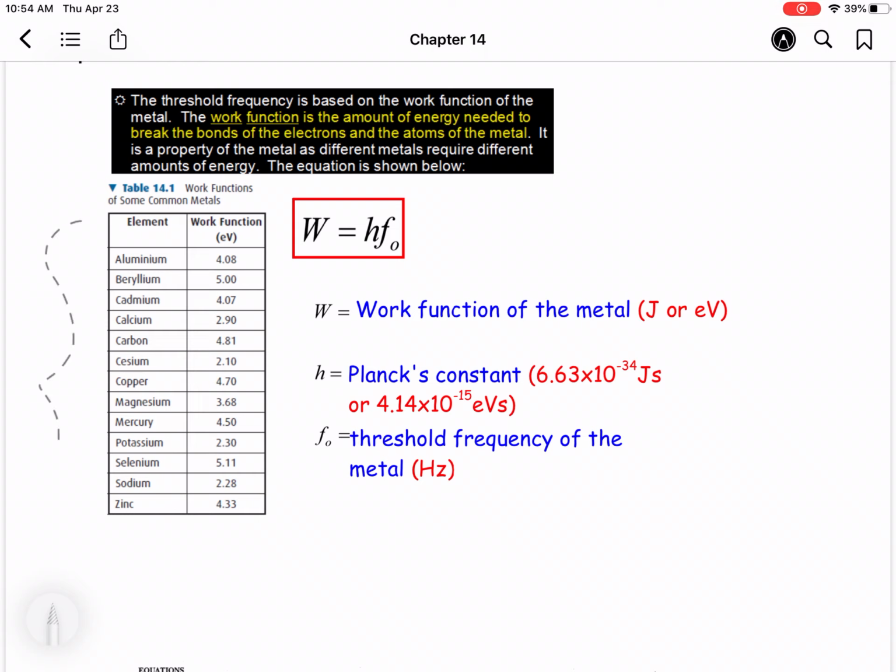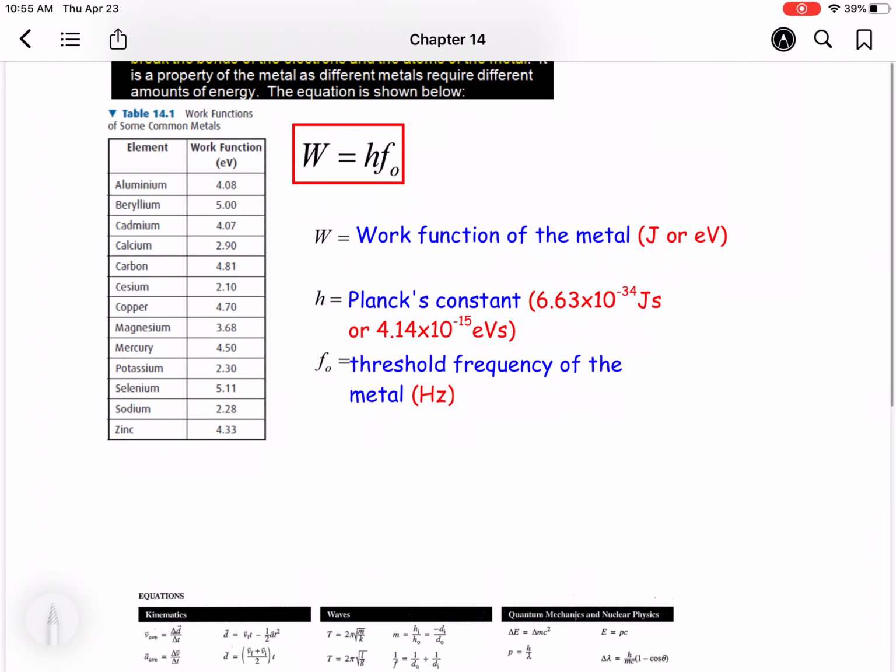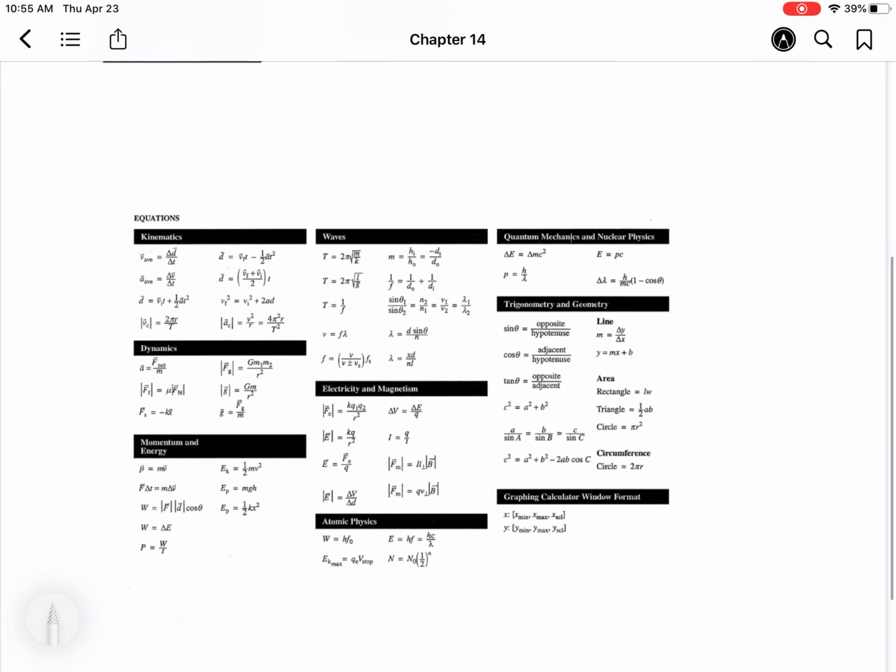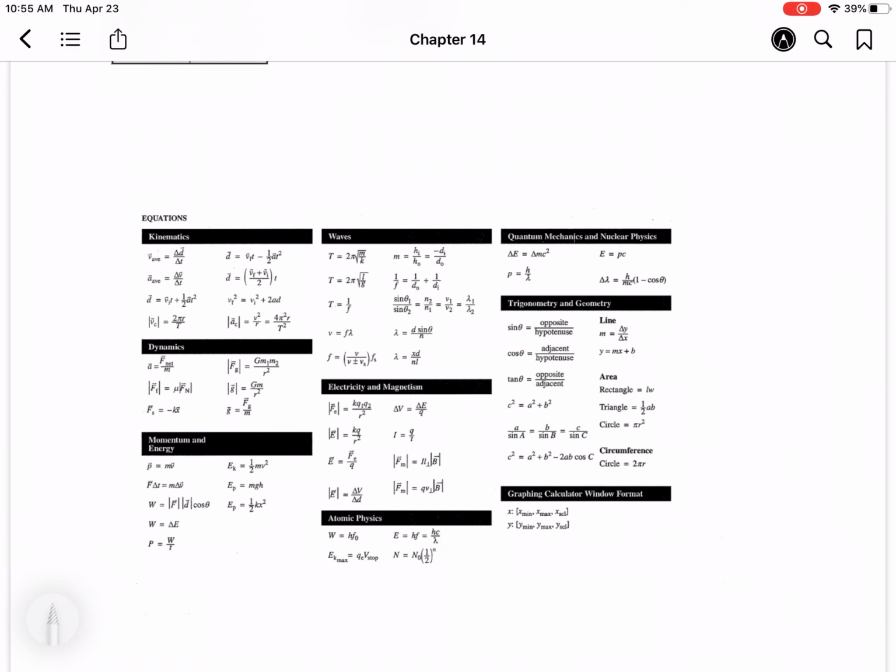And you can see that for different metals, they have different work functions, right? So it takes more energy to pull an electron off beryllium than it does to take it off of calcium, right? And it's going to be with metals, right? Okay, the work function is under atomic physics. It's right here, okay? And that's it.